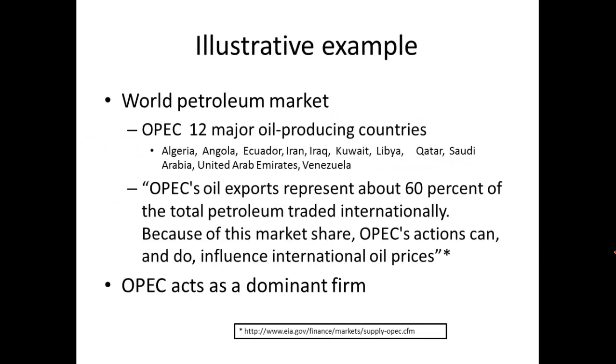So here's an illustrative example, the world petroleum market. Certainly this is pretty much a homogeneous good. Now, the world petroleum market is dominated not by a single firm, but by an organization called OPEC, the Organization of Petroleum Exporting Countries. And that's 12 major oil-producing countries, the 12 listed here. Turns out that OPEC's oil exports represent about 60% of the total petroleum traded internationally. Because of this market share, OPEC's actions can and do influence international oil prices, which, by the way, is a quote from this source here. In effect, OPEC acts as the dominant firm.